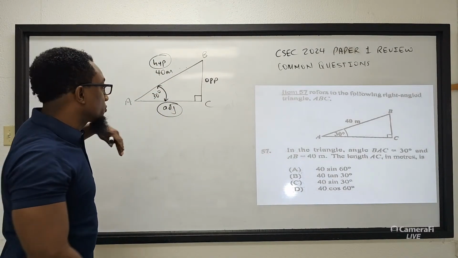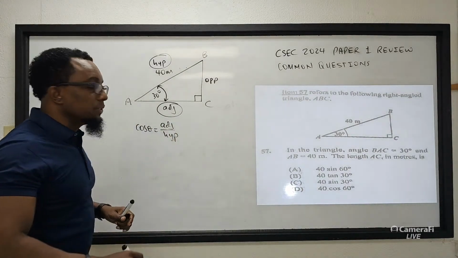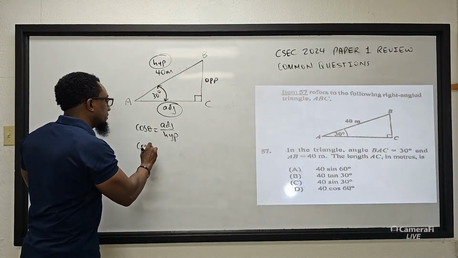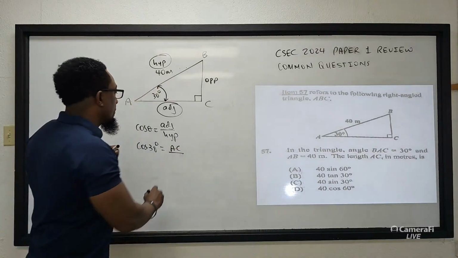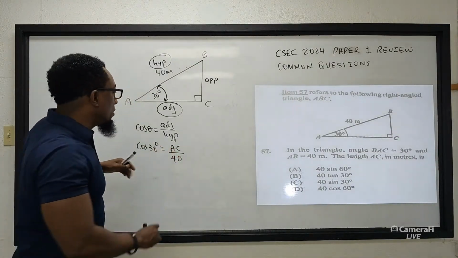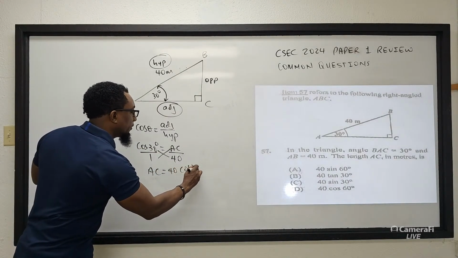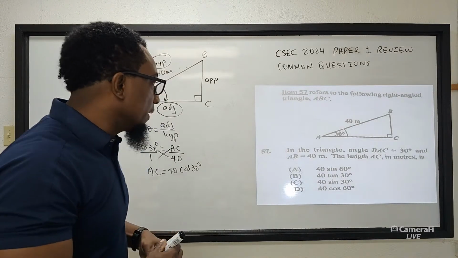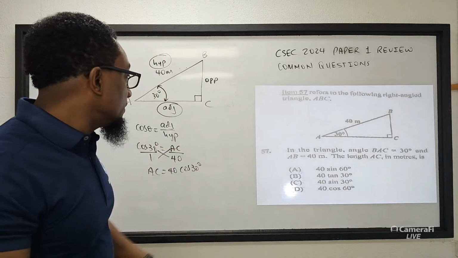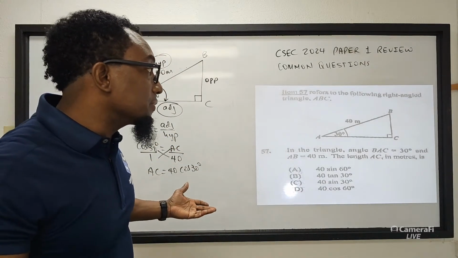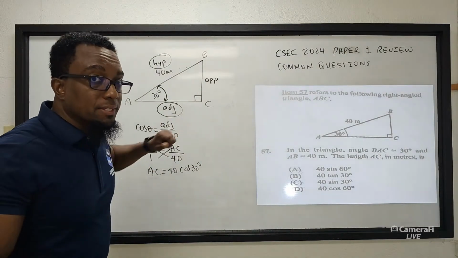The trig function will be cos. So you're going to say cos theta is equal to adjacent all over hypotenuse. And then you'll substitute and write cos 30 degrees is equal to AC all over 40. And then you'll cross multiply here, and you'll get AC is equal to 40 cos 30 degrees. Now if we look at the options, this is not wrong what we did here, but if you look, it's not in any of the options, right? 40 cos 30 is not there. We have 40 cos 60, right? Not 40 cos 30. So we know that this cannot be used even though it's right.